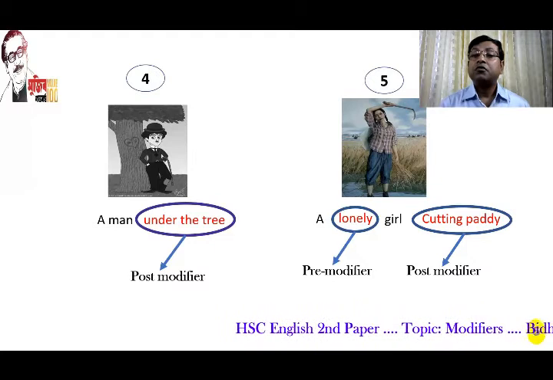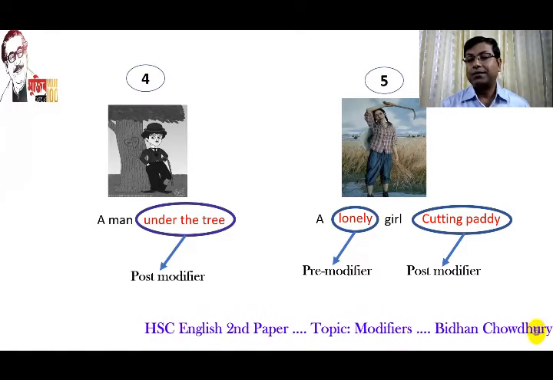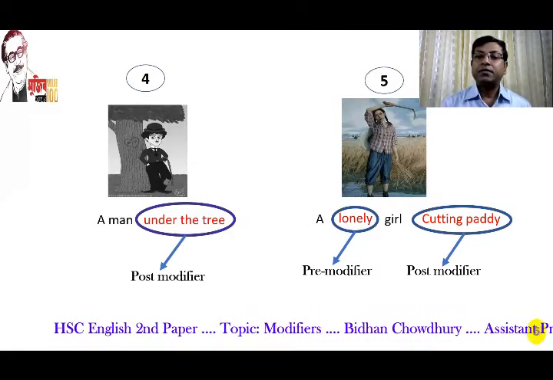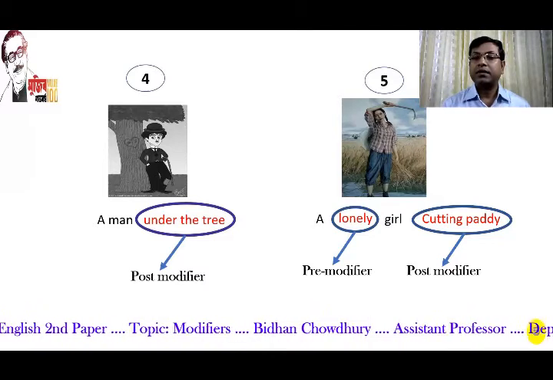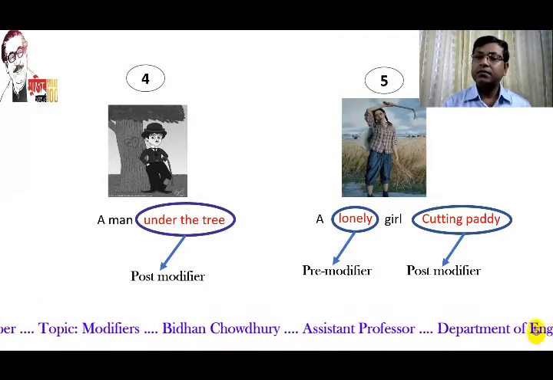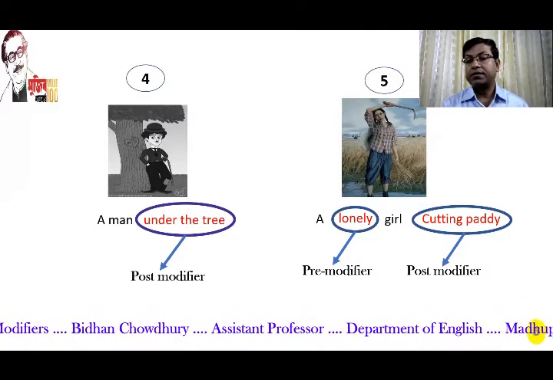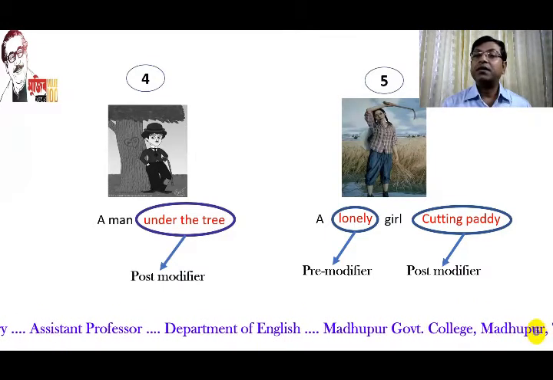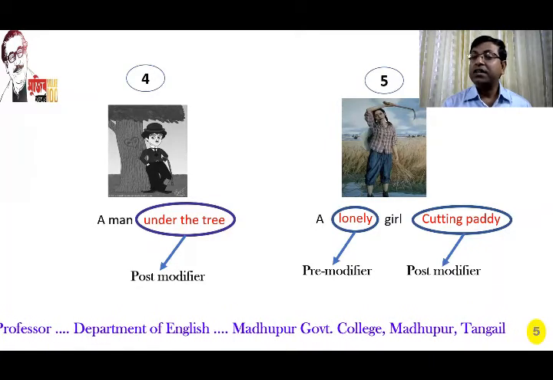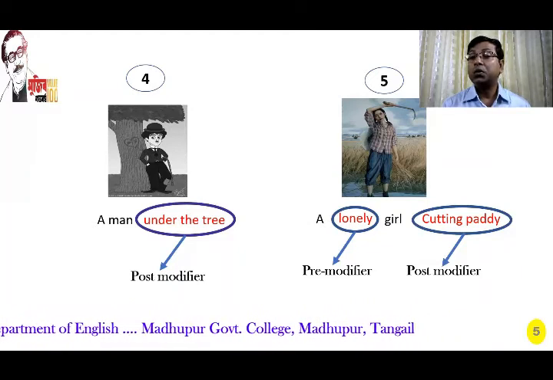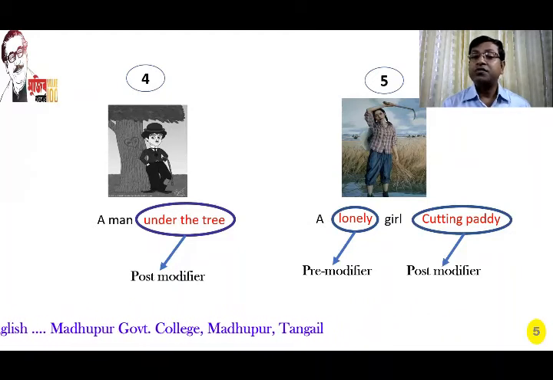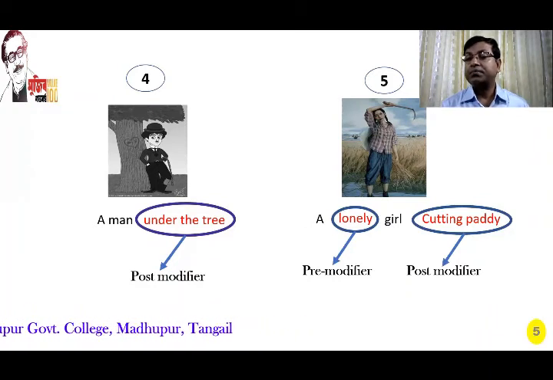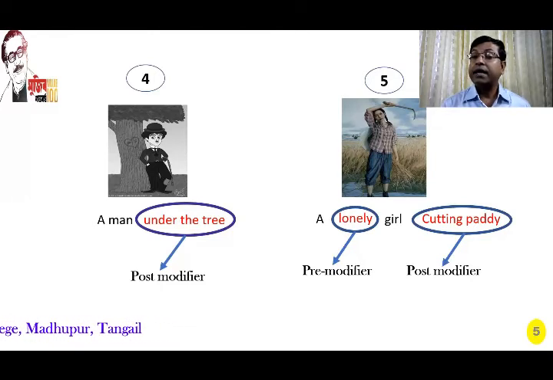So, dear students, from picture number 5, you can understand a noun can be modified from two different angles. It can be pre-modified, it can also be post-modified. And each time the modifying word or phrases will be an adjective. Lonely, a lonely girl, here lonely is an adjective. And when we say a lonely girl cutting paddy, it's a group of words, but actually it is doing the function of an adjective. And in this way, a noun can be modified.